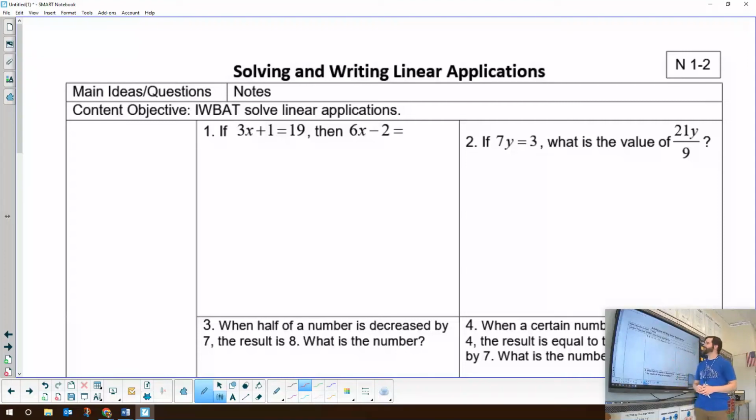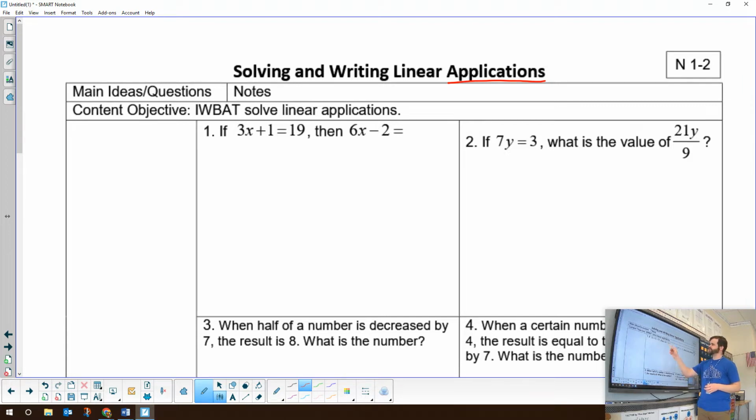Hey guys, today we're going to be talking about solving and writing linear applications. And that's a weird word right here, applications. Essentially what that word applications means is that all we're doing is solving problems like normal, but we're throwing some other things at you. Let's take a look at number one to show you what that means.